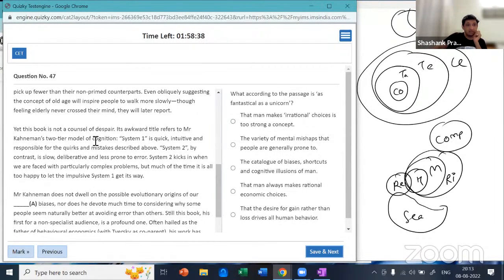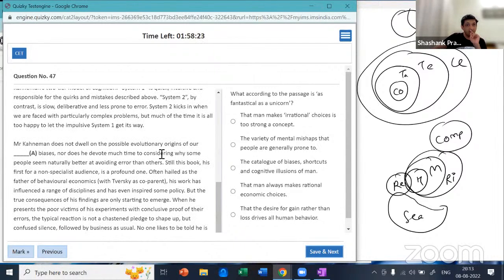So let's see. Book is not a counsel of despair. Awkward title refers to two-tier model of cognition. System 1 is quick, intuitive. This I think I know works. Yeah. System 2 in contrast is slow, deliberative, less prone to error. System 2 kicks in when you're confused. Impulsive, System 1. Yeah. Does not dwell on the possible evolutionary origins of whatever biases, nor does it devote much time to considering why some people seem naturally better at avoiding error than others.